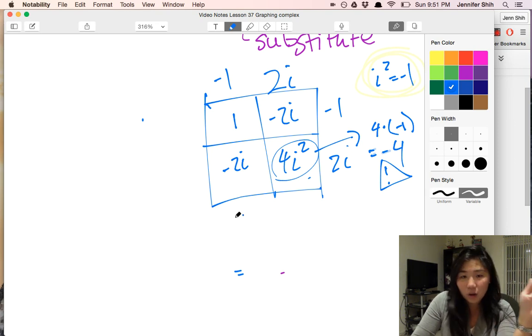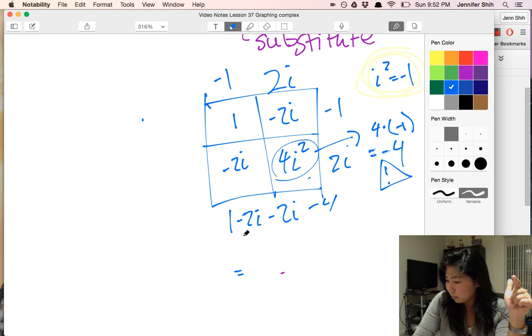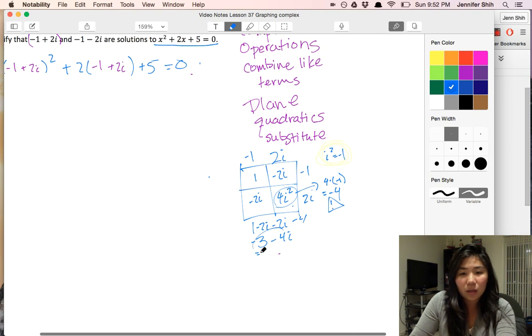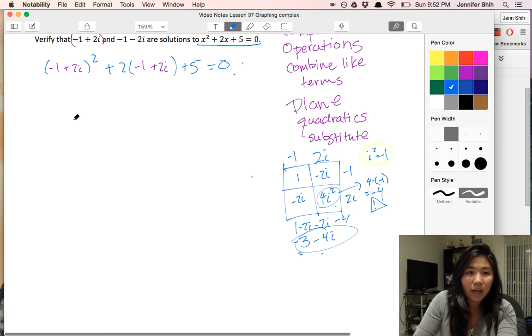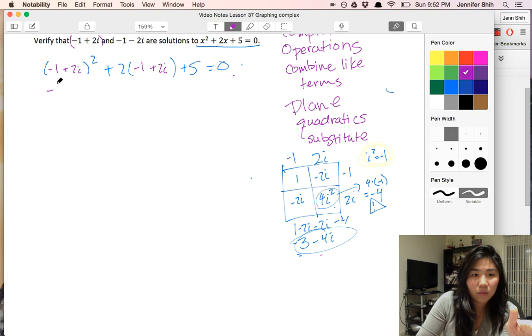Okay, I'm going to combine all the like terms inside of my box. What is this? Negative 4. So I get, oh goodness, 1 minus negative 4 is negative 3 minus 4i. Okay, so negative 3 minus 4i is actually what's going to go in to substitute this. Negative 3 minus 4i. So see my scratch work for details. Okay, from here, I'm going to distribute this.